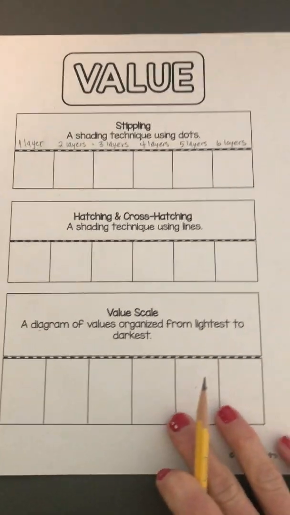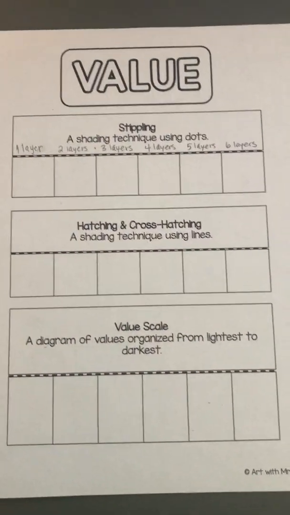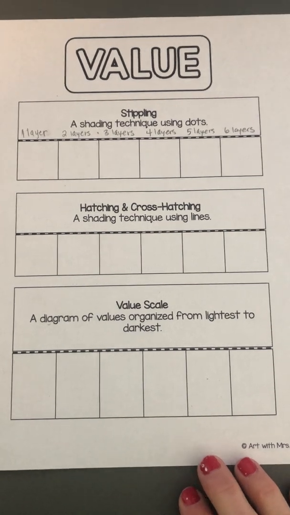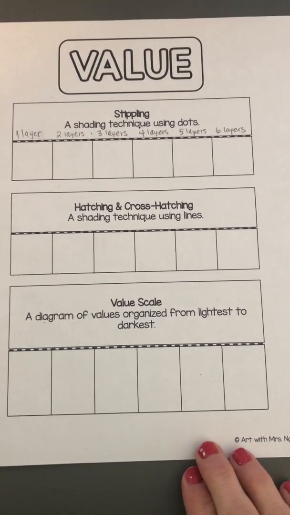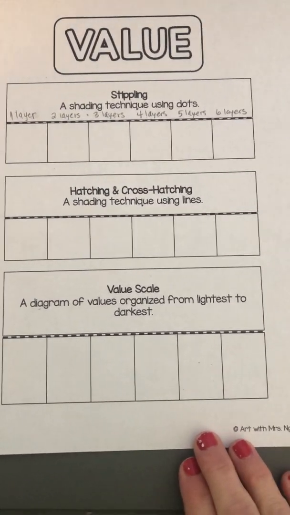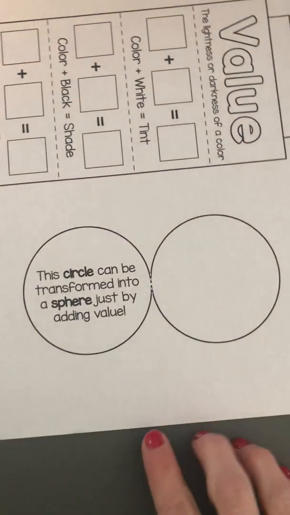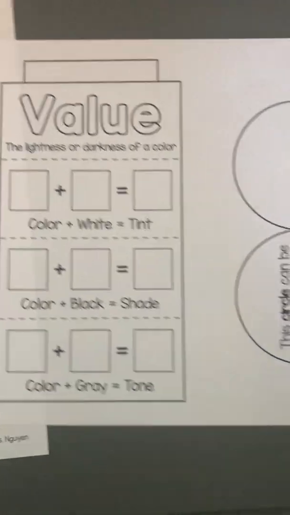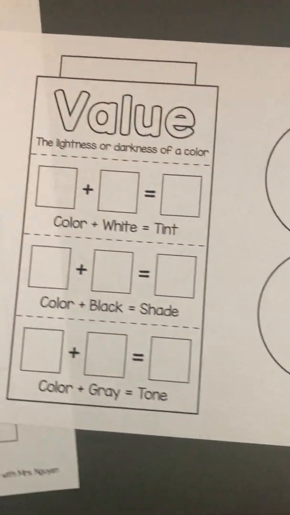Hey, this video is going to show you how I would like you to do these two papers about value. You should have this paper that has 3 value scales, and then this paper which has the definition for value and these 2 circles right here.